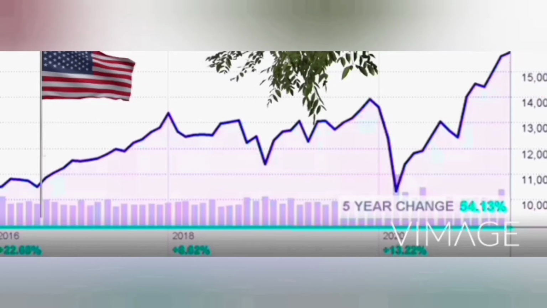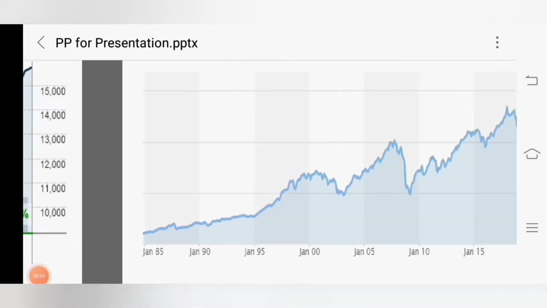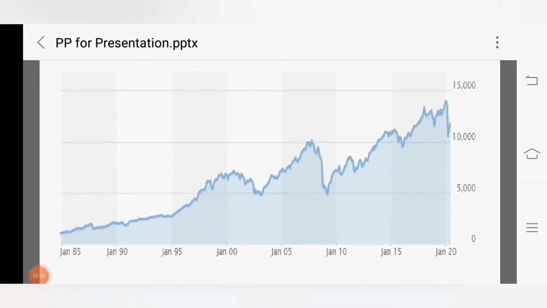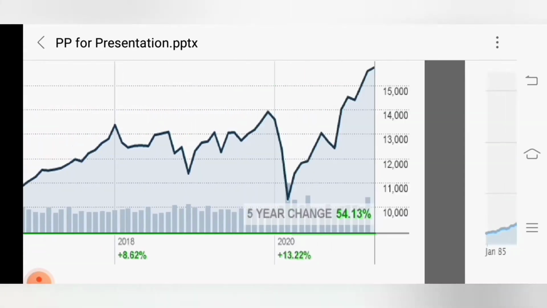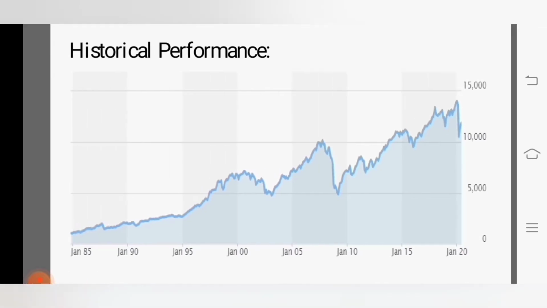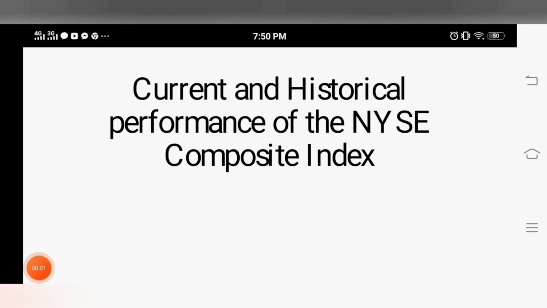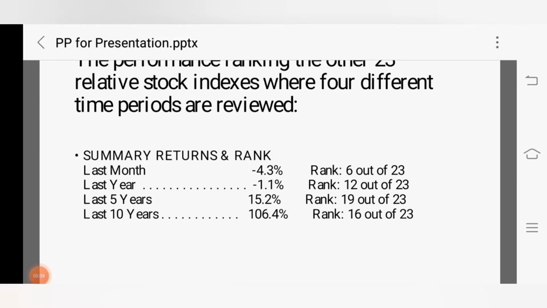Now let's consider 65 years data to see the historical performance very clearly. In this graph, we can see a significant price change over this long time period, and we can say overall the delayed price has increased over time. Now let's rank the performance with the 23 relative stock indexes where 4 different time periods are reviewed.